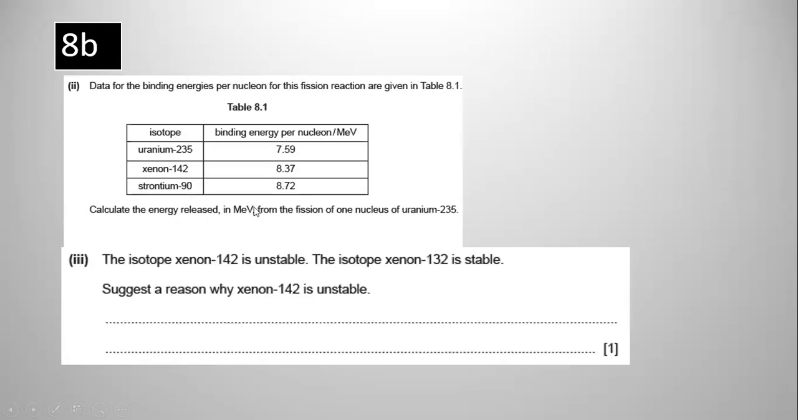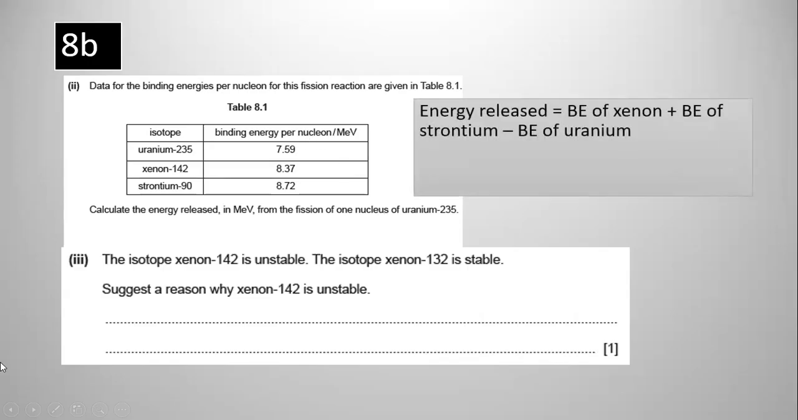Calculate the energy released in mega electron volt in the fission of a nucleus of uranium-235. Energy released equals energy of xenon plus energy of strontium minus binding energy of uranium. Right? Remember this is per nucleon.